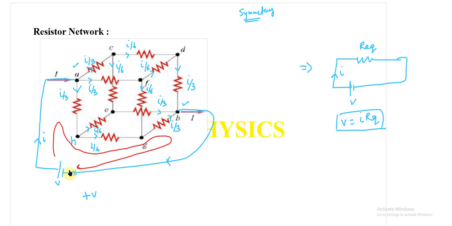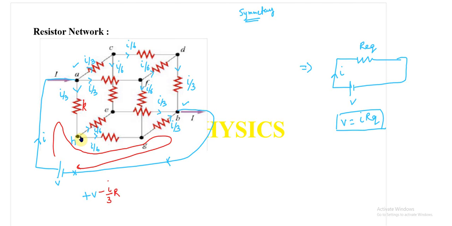So we started from here, we said that it's plus V, then we went this side, no resistance, no resistance, then we thought we'll go through this way. So when we go through this way, let this resistance be R. So how much voltage drop? Minus I by 3 into R, because you are moving in the direction of current, and in the direction of current when you are moving, resistance is R and current is I by 3.